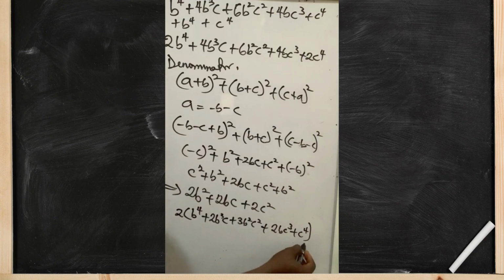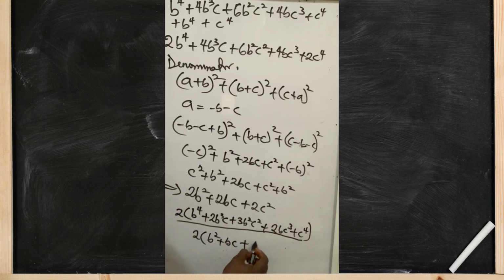That's the numerator. For the denominator, we're having 2 times (b squared plus bc plus c squared). 2 cancel each other out. And we're now having all of this expression over this expression.